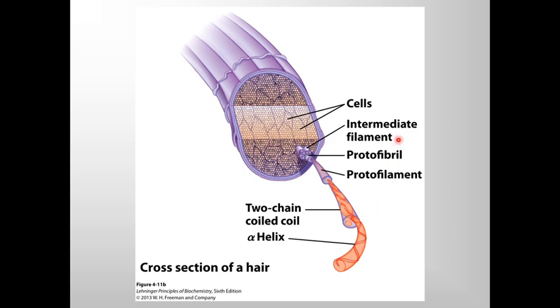However, a hair is an array of many alpha keratin filaments and is made up of substructures as shown here. And the basic secondary structure is an alpha helix, which combines with another alpha helix to form a two-chain coiled coil. Remember this.